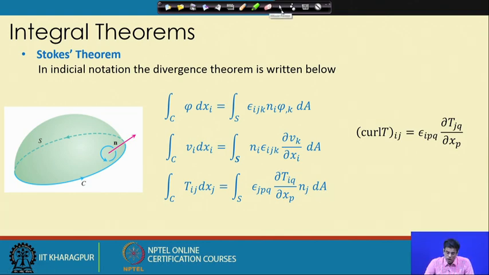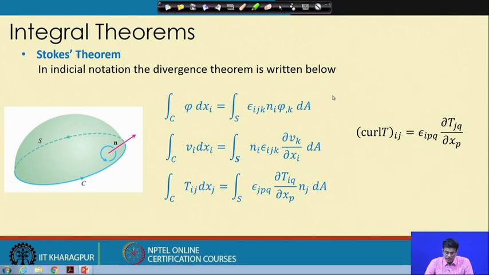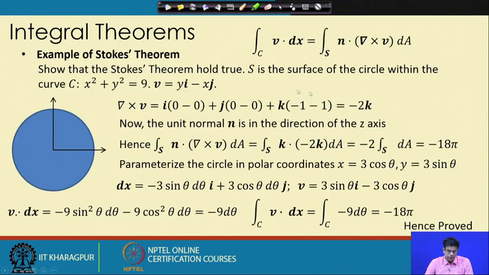Now, let us see an example of Stokes theorem. What it says is: show that the Stokes theorem holds true for the case where S is the surface of a circle within the curve C. The equation of the circle is very simple, which is x squared plus y squared equals 9, and there is a vector.